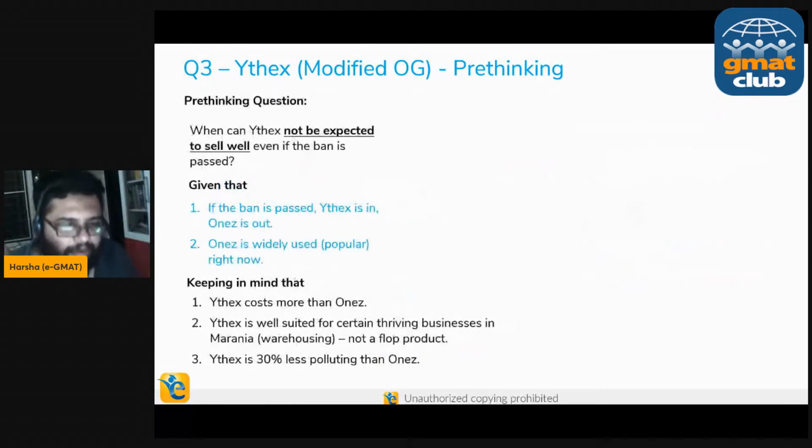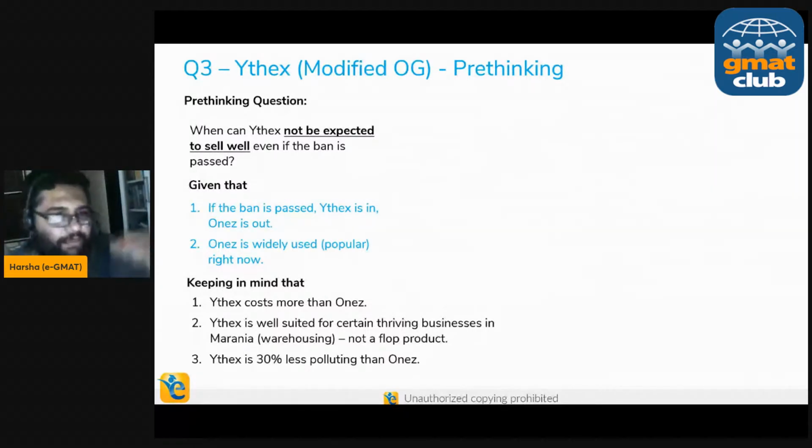So again, the same organic exercise. When do you not expect Vitex to sell well, even if this ban is passed? Given the logic here, the logic is Ones will be banned, and the Ones ban will create that space for Vitex to fill. That's it. That's all the logic.